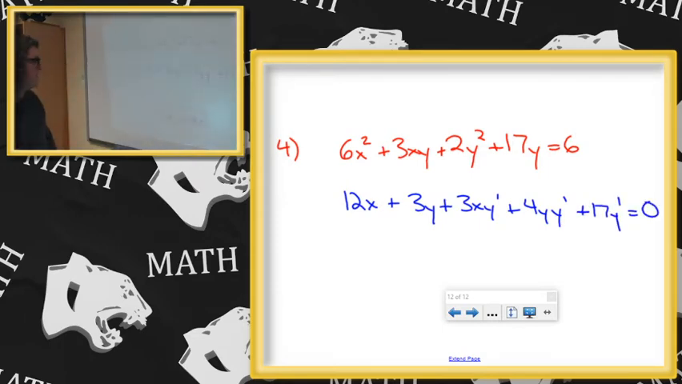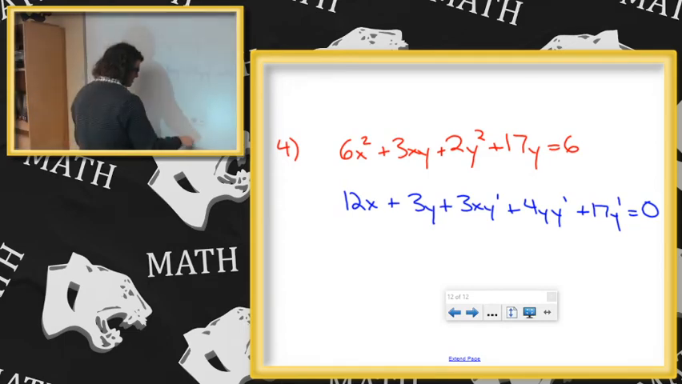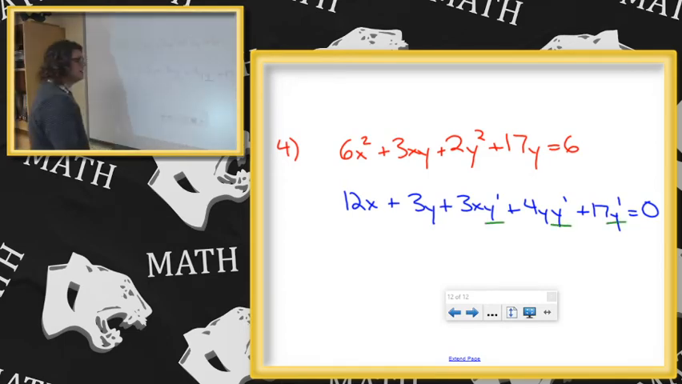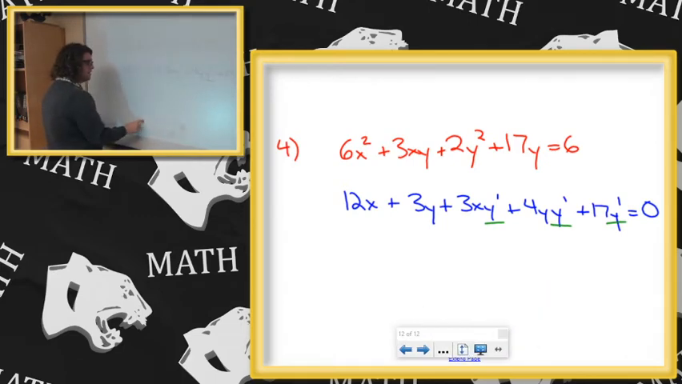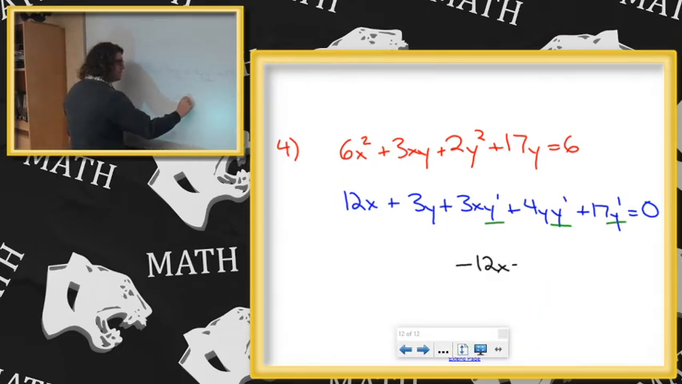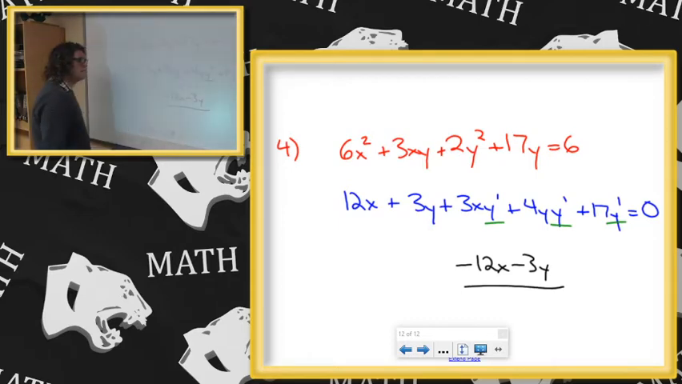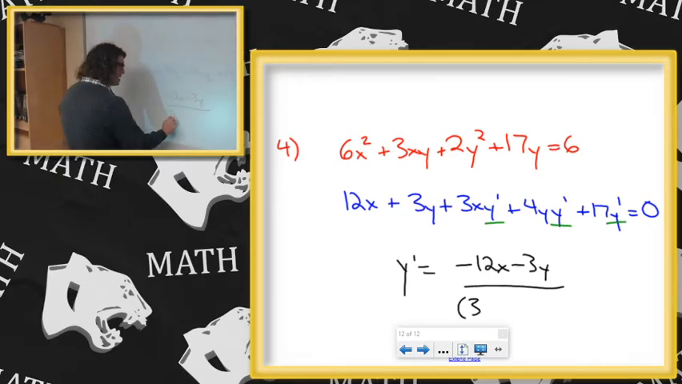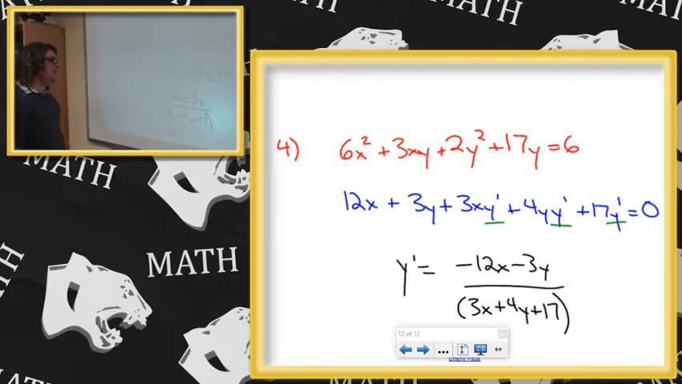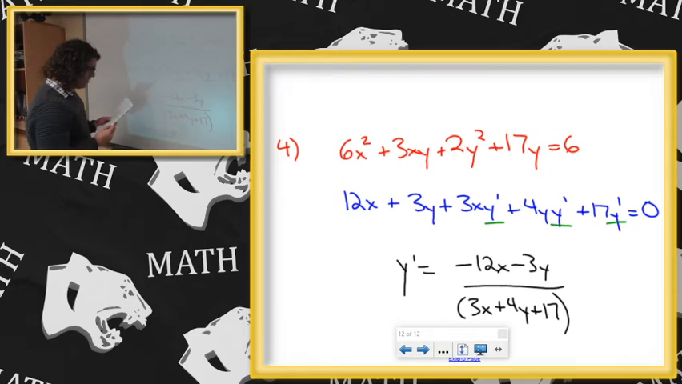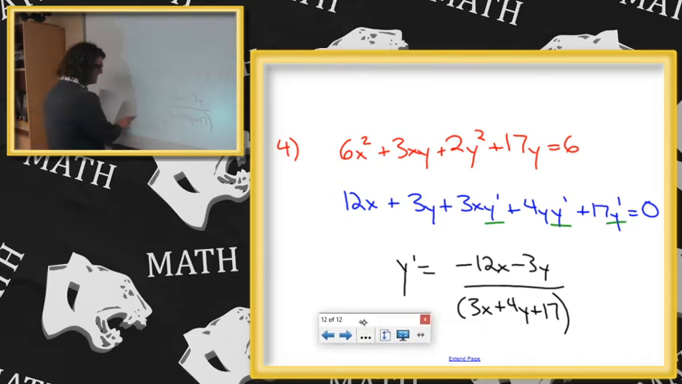So I have y prime in 3 locations. I'm going to take those 3 spots, factor out the y prime. It's going to leave me with 3x plus 4y plus 17. I'll divide that over onto the other side, which I'm going to have on the other side negative 12x minus 3y when I bring that over. Factoring out the y prime and then dividing it over, you get 3x, as we said, plus 4y plus 17. All right, so that I think is our derivative here.